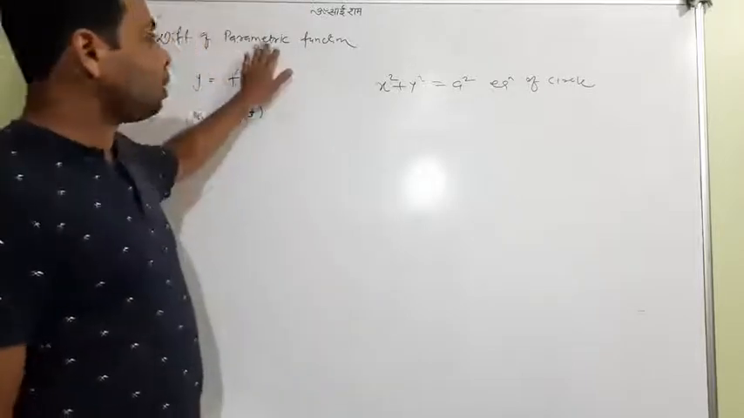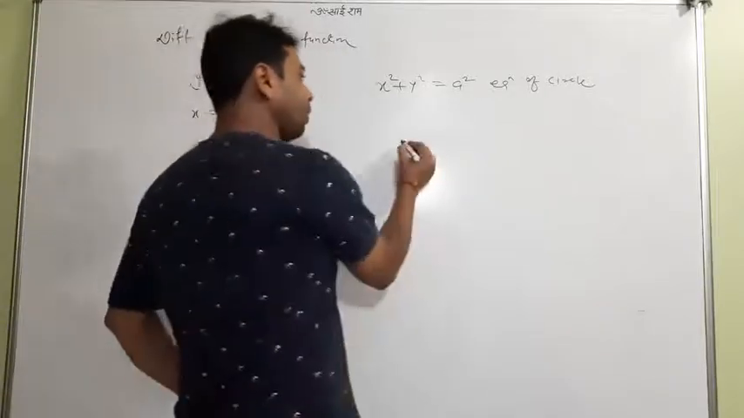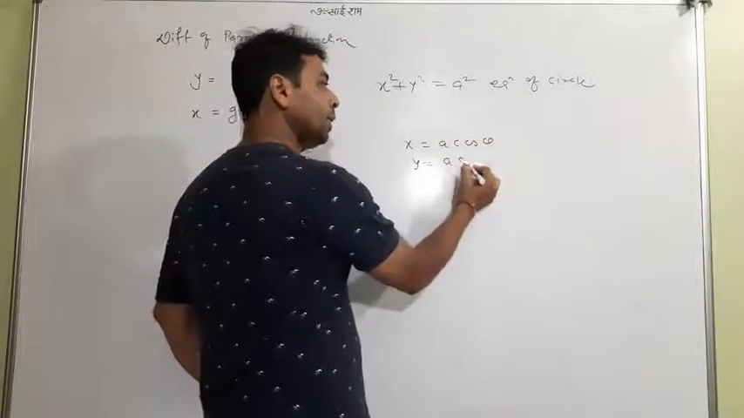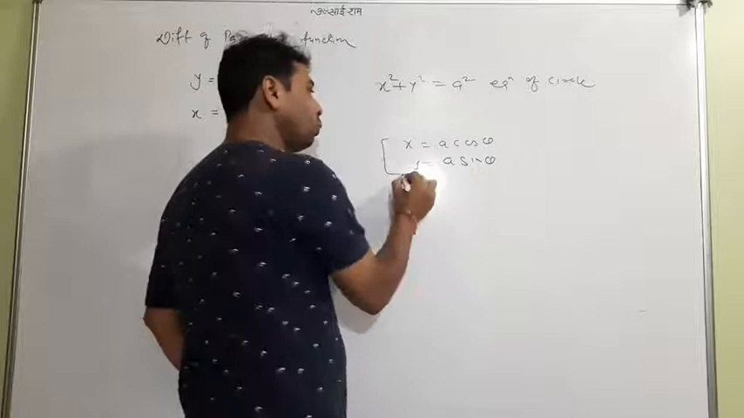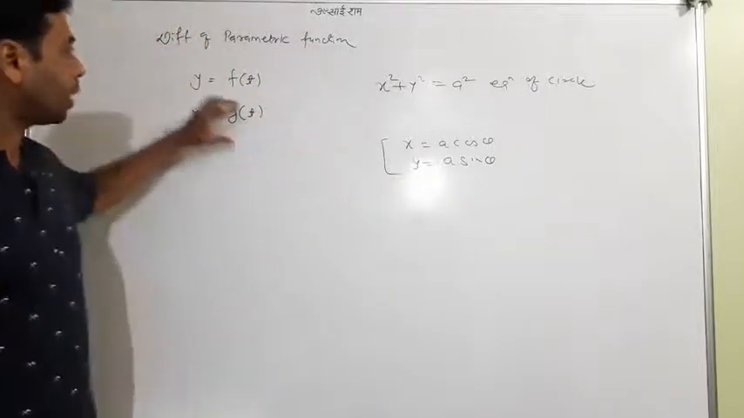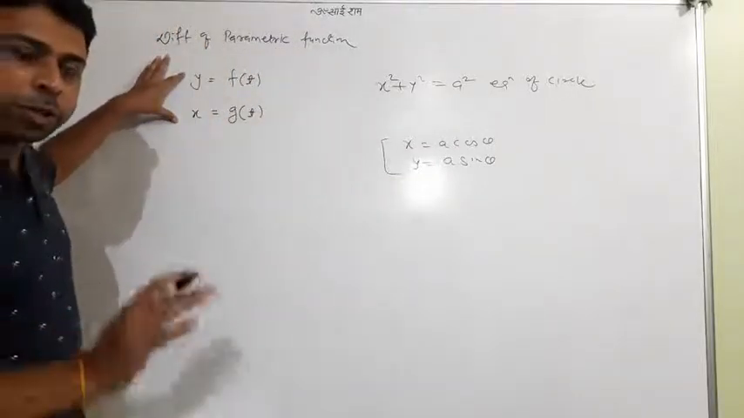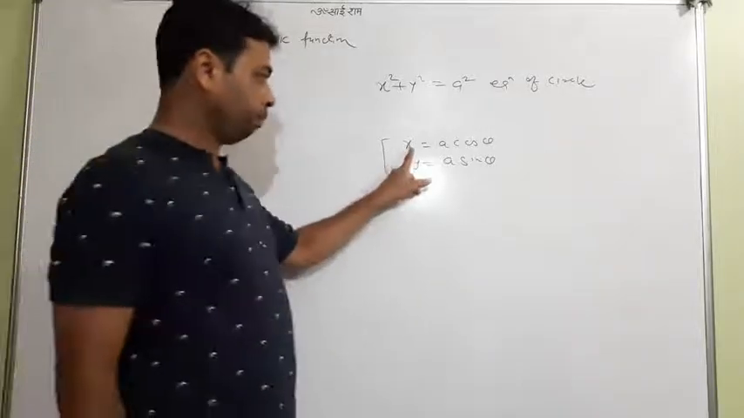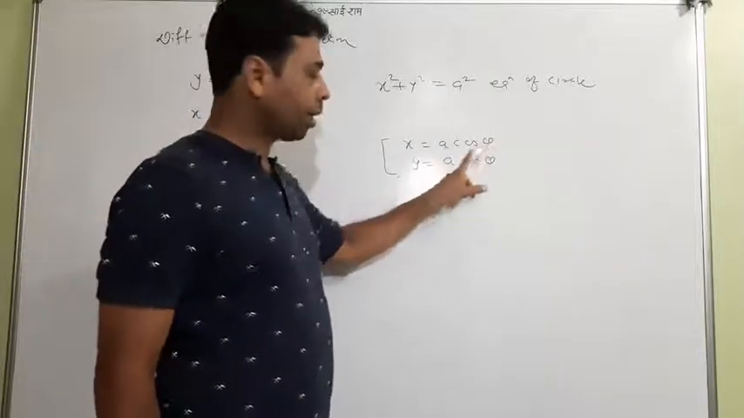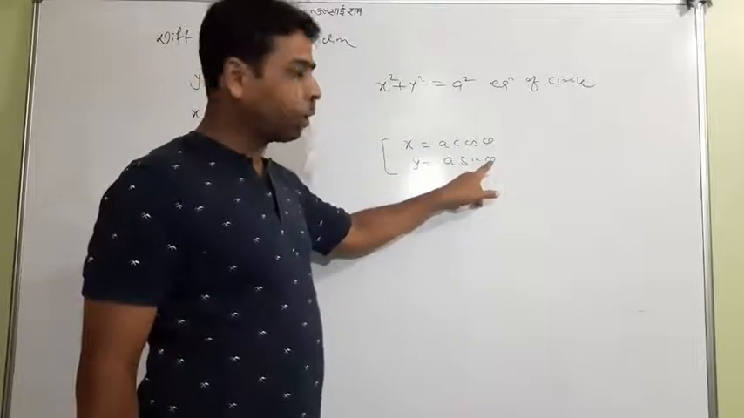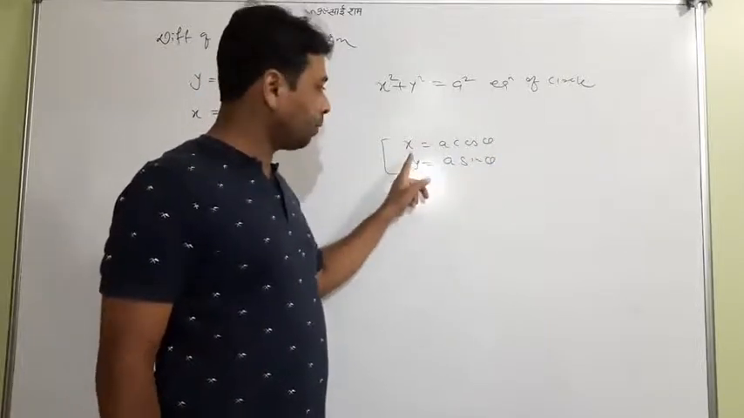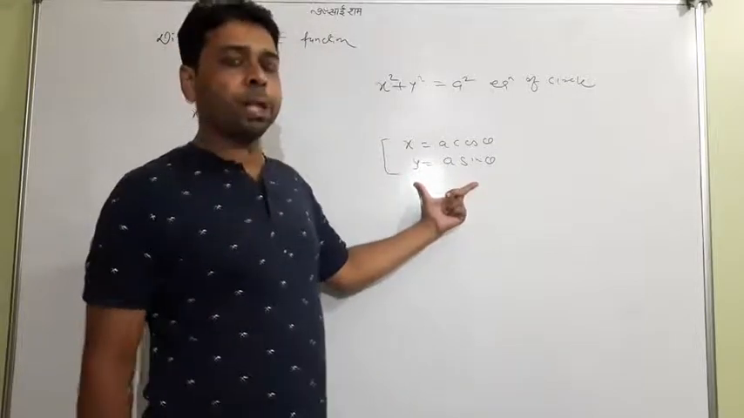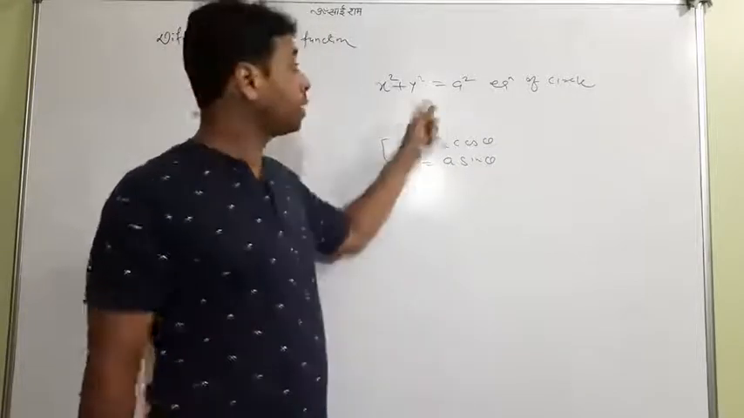But if I talk about the parametric equation, I say x equal to a cos theta and y equal to a sin theta. Now try to catch these equations and compare with this. You will get something special. X is a function of theta. Y is a function of theta. So theta is a third variable and x and y are the two genuine variables. This is none other than a parametric equation of this kind of circle.